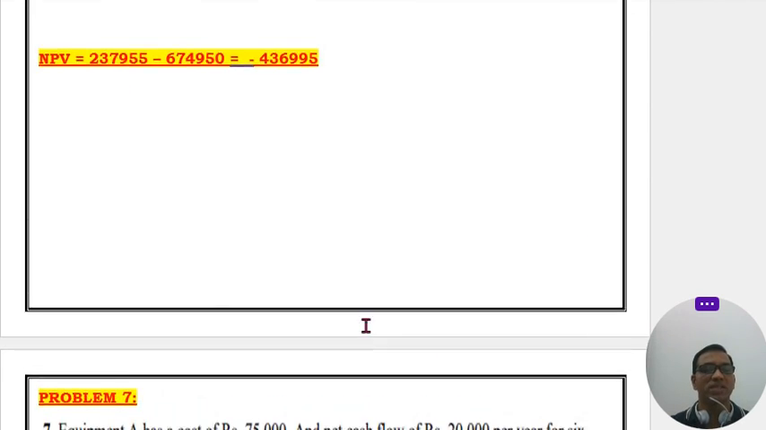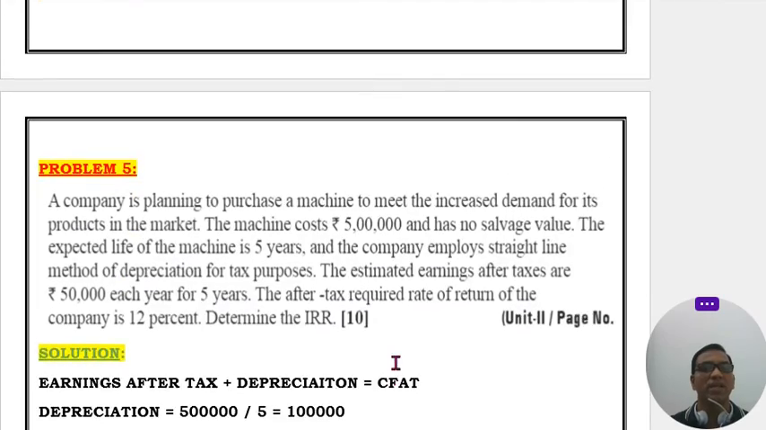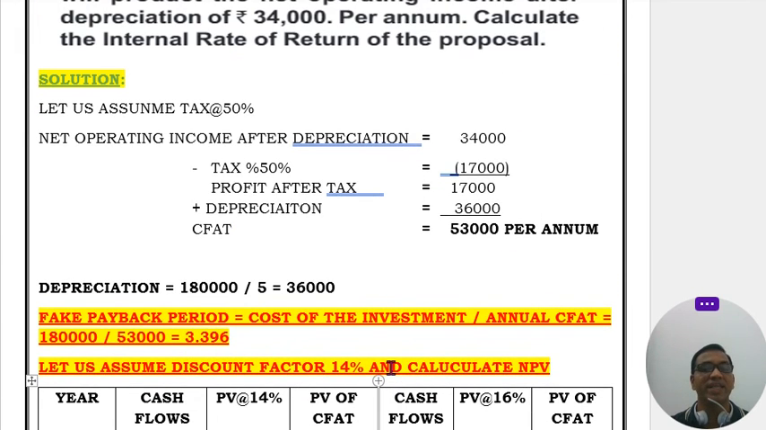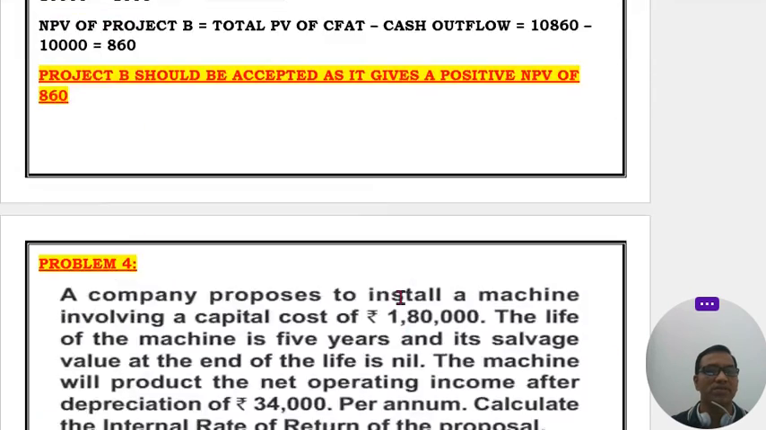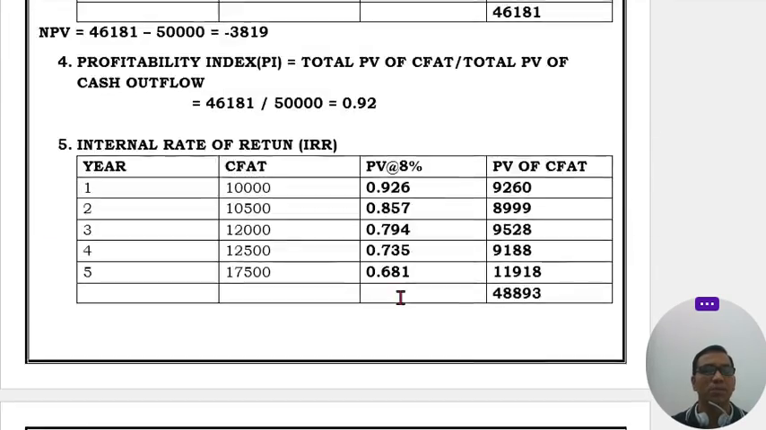So these are the various examination problems I solved, covering all the methods: 2 traditional methods and 3 discounted cash flow methods. Few more methods are there, like the discounted payback period method and the terminal value method, but these are the main important methods. So I solved different examination problems here.